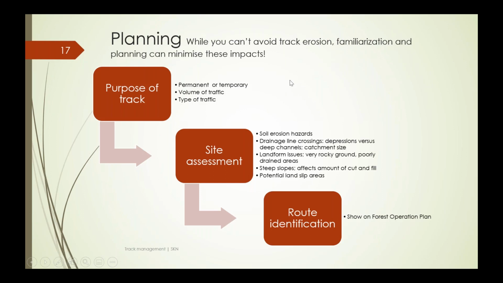So first of all, the first step is to appreciate fully the purpose of the track. Is it going to be a permanent road or just a temporary road to be open while the logging operation's proceeding? What sort of volume of traffic will it take, and what type of traffic? Will it be log trucks fully laden, or is it just going to be occasional 4-wheel drive usage?